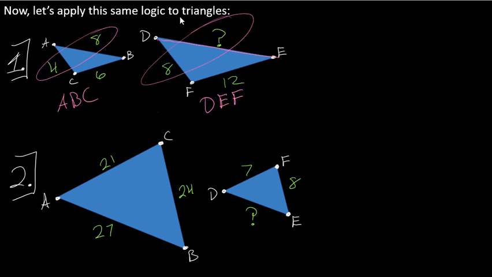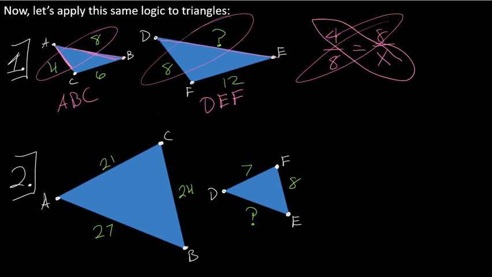Okay, so we'll do short is to long, so 4 is to 8 as, again, short is to long, 8 is to the unknown. So this is short, this is long, this is short, this is long. You get the idea. Okay, so all we're going to do now is cross multiply.